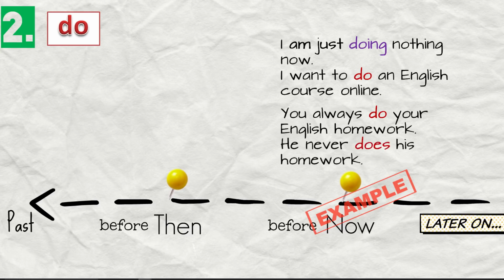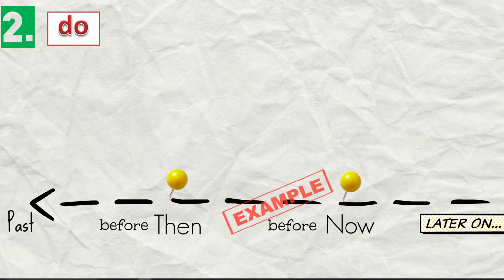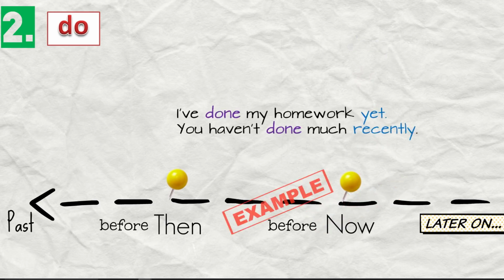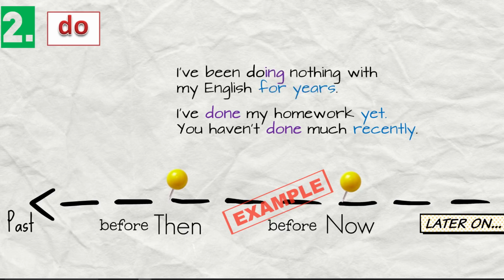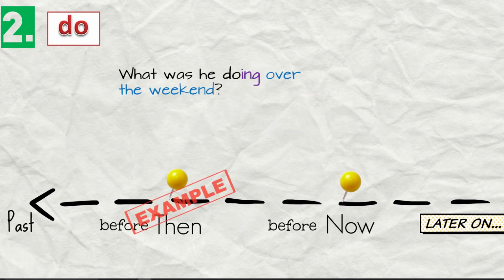So this is the present now. Now we have examples. I've done my homework yet. You haven't done much recently. I've been doing nothing with my English for years. What was he doing over the weekend?